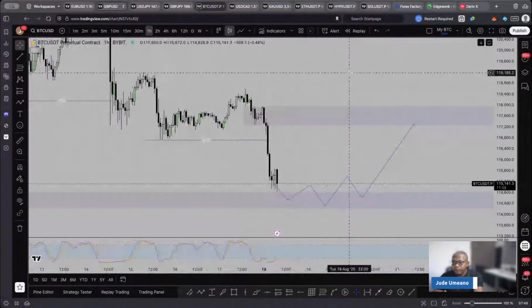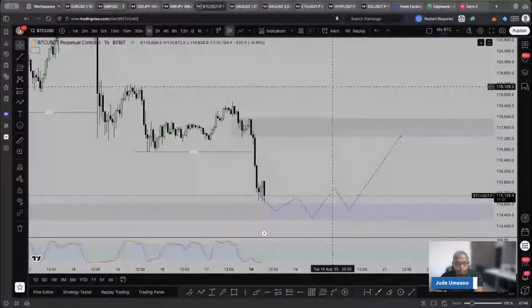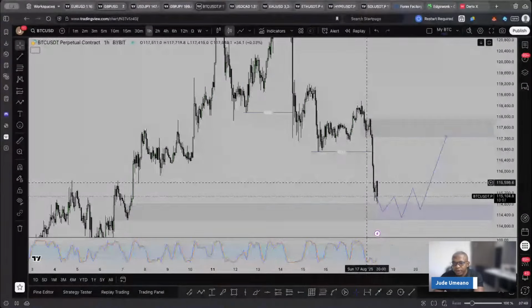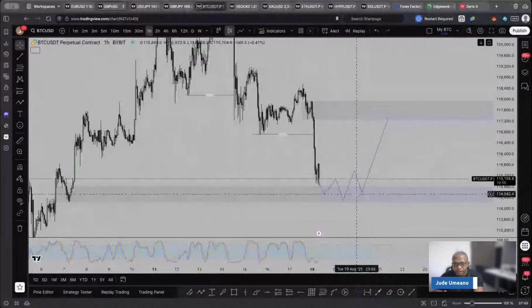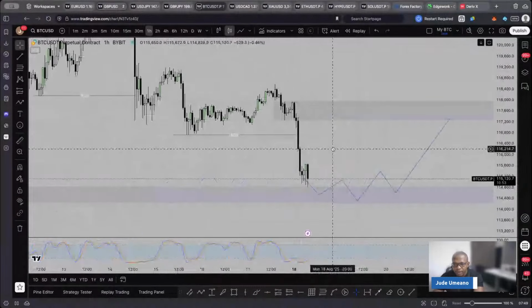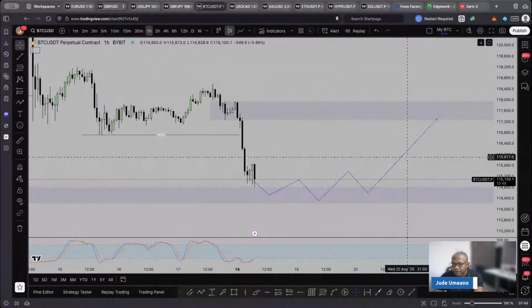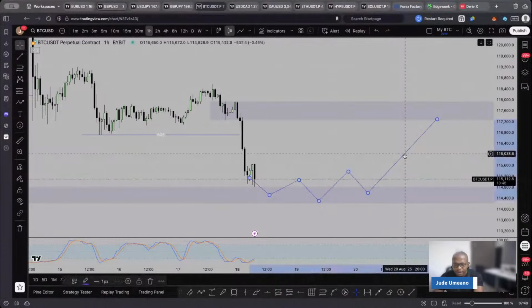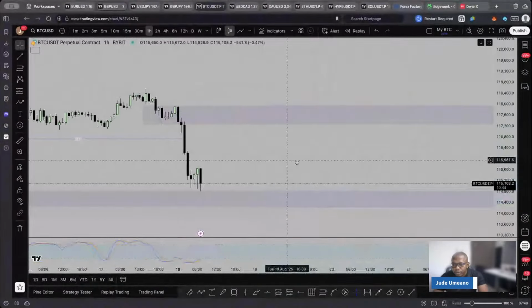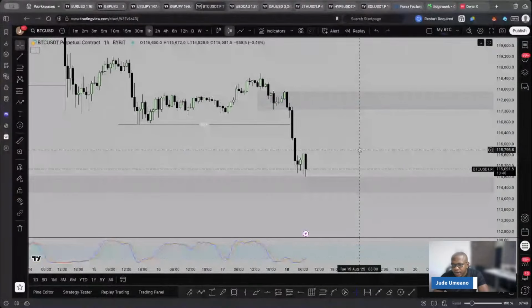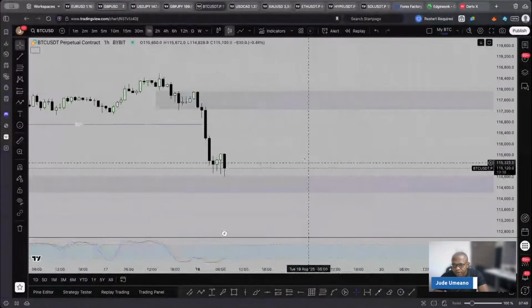Okay, so we are still on Bitcoin. Break of structure to the downside. We are in a demand zone and we are here. So I think it's basically a waiting game for me. I'm still going to draw this out. Are we going to go higher? Are we going to go lower? I still want this to interact with this particular zone.